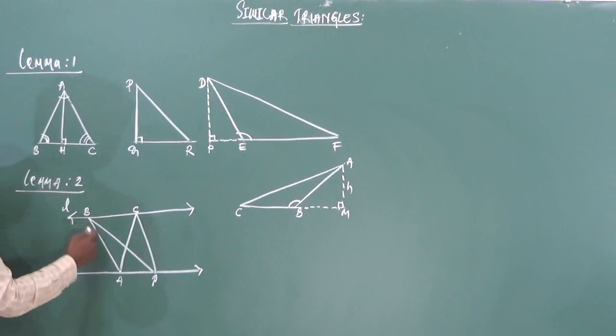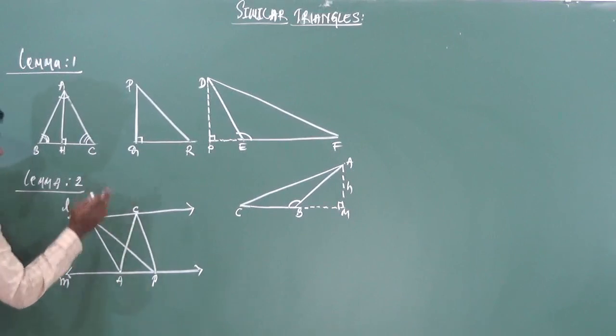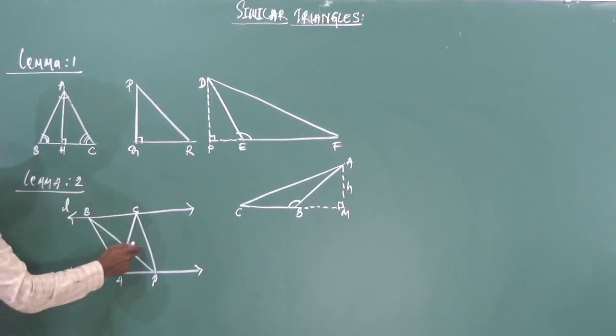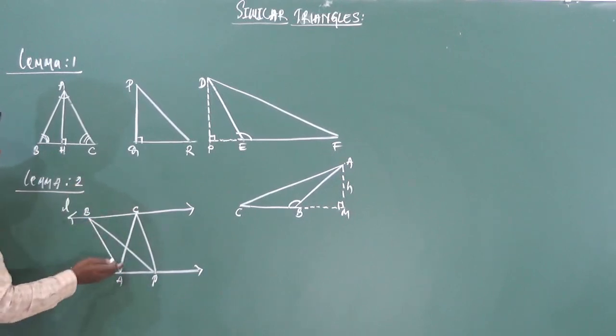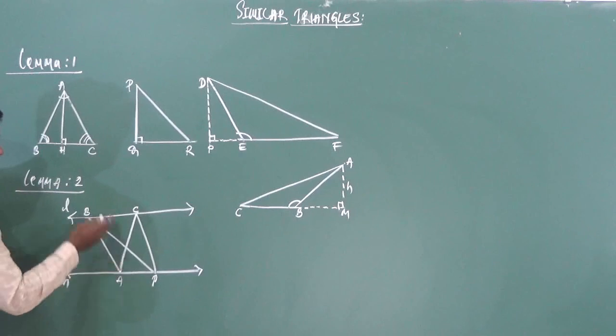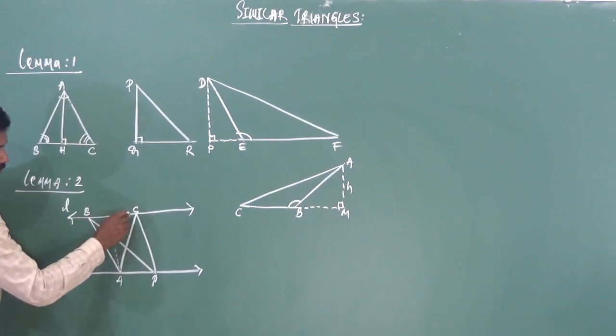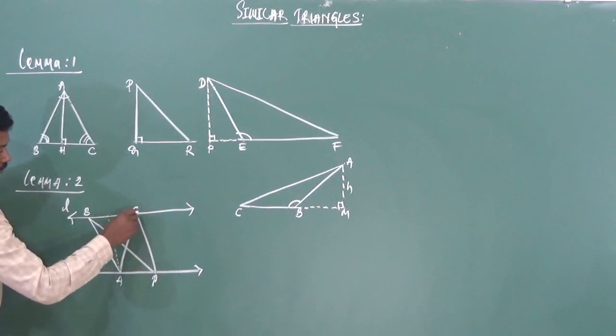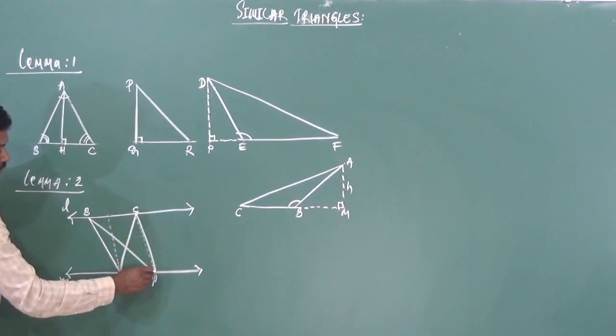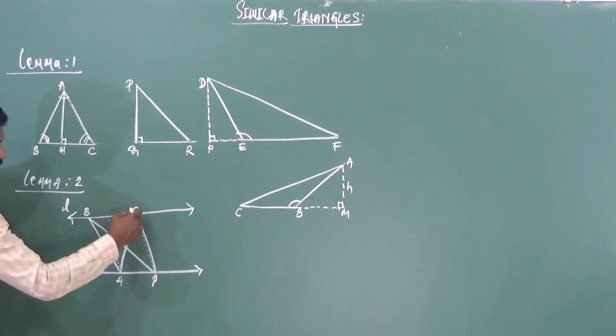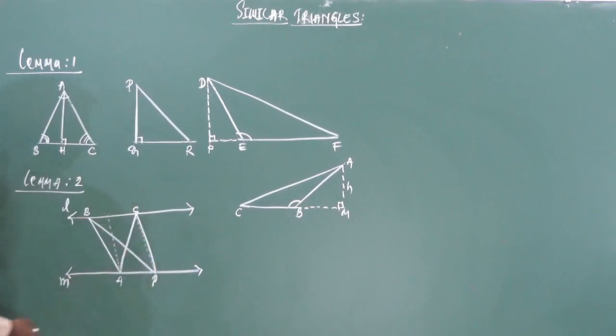Basically, triangle ABC has base BC. Triangle BPC also has base BC. So both the triangles lie on the same base and between the same parallels. That means if you draw a perpendicular here and another perpendicular here, this itself becomes the perpendicular. So the height of both the triangles is the same because they lie between the same parallels.